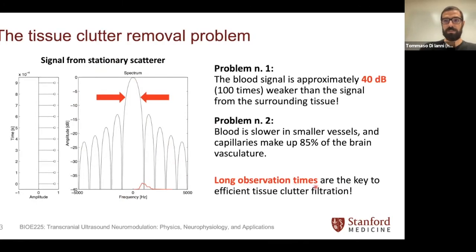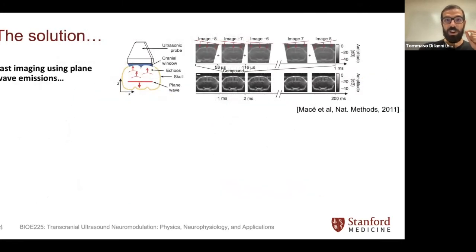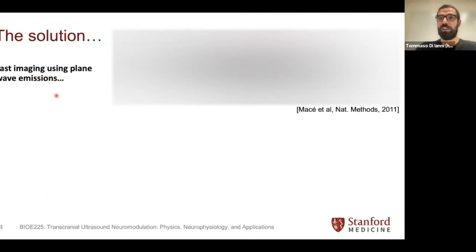So long observation times are the key here, and that's why only recently, with GPU beamformers and with fast ultrasound scanners that are able to emit plane waves and to beamform plane waves, those hardware technological innovations have enabled us to do plane wave imaging. And that's why now we can look at those very tiny vessels in the brain with a very good resolution. I'm just about to explain how.